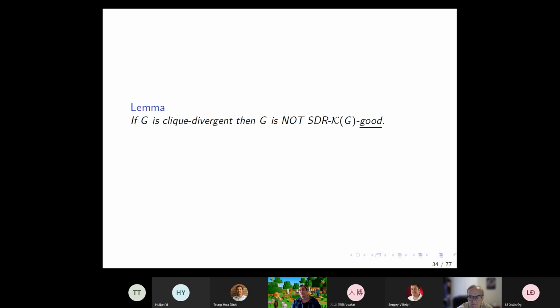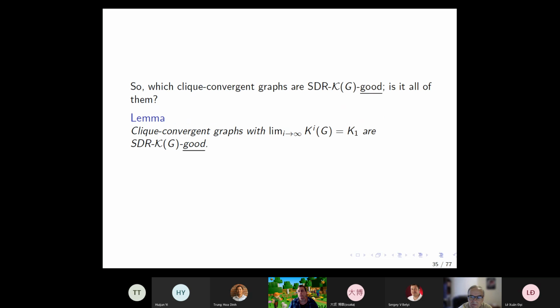When a graph is clique divergent, it's not going to be SDR clique good, because before even diverging it, the graph is going to have so much structure that there's more clique action than there are vertices, right? So we're going to run out of representatives in the first iteration. Is it all the convergent ones that go down to the boom? Yeah. Yeah, it seems to be.